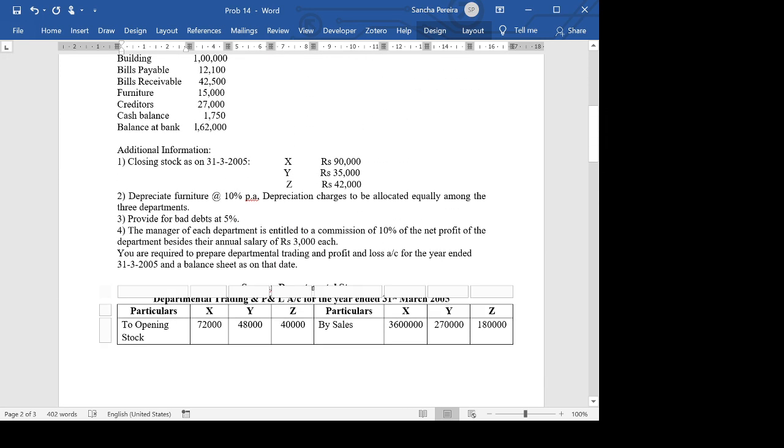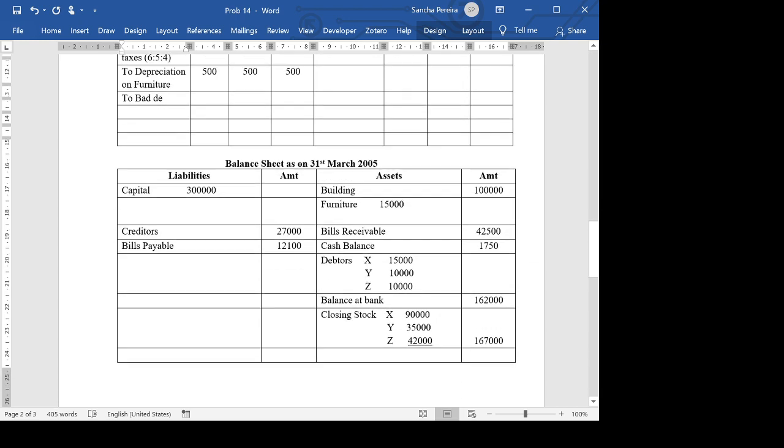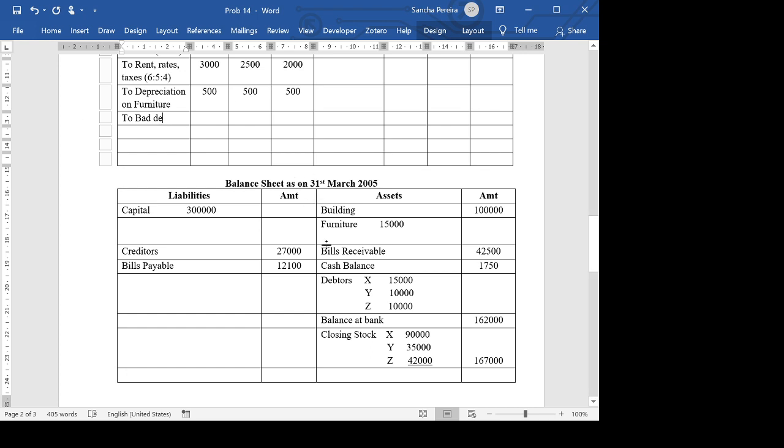Then there is provision for bad debts at 5%. So 5% of each of the departments' debtors. Sorry, furniture also has to be taken in the balance sheet, the second effect. Less depreciation 1,500. So this comes to 13,500.